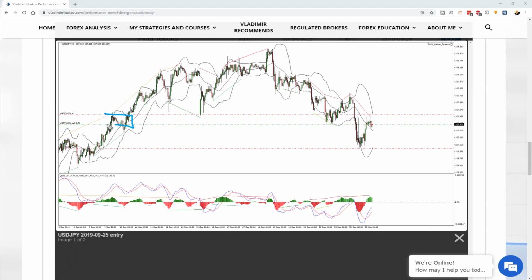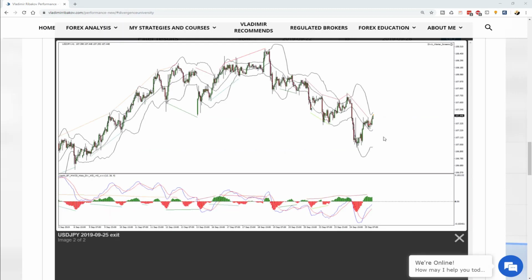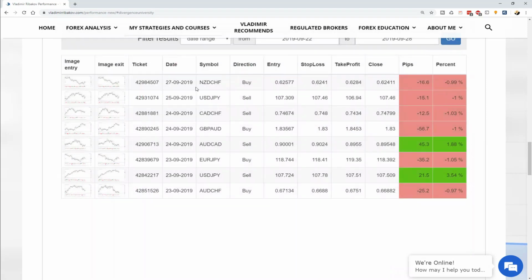In terms of levels, we have this one, basically that's the whole place, right? So here we have pullback inside that zone, divergence formed, candle pattern, looking for the attack again with a very nice risk reward ratio, and unfortunately it pushed higher.